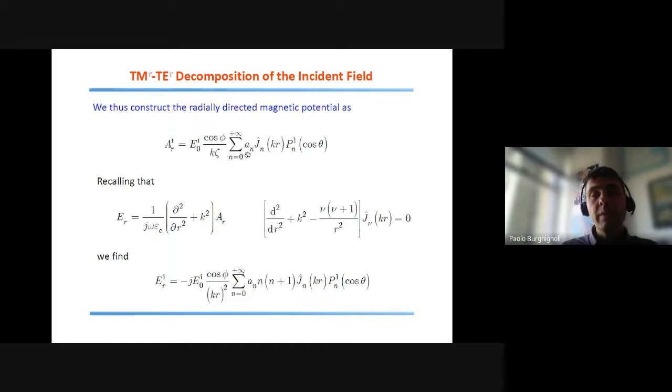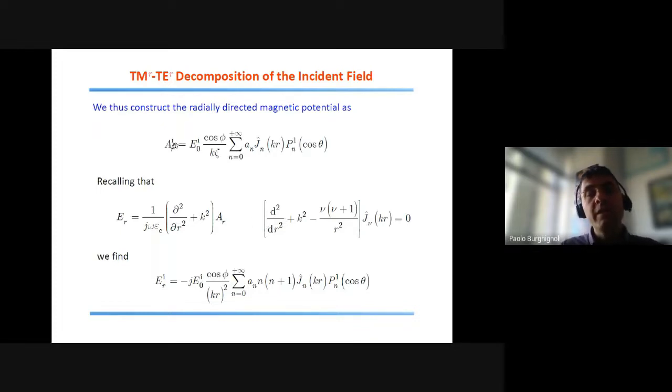In order to determine these unknown coefficients, a sub n, we may recall the link between the potentials and the fields. In particular, the radial electric field is given by this expression in terms of the radial vector magnetic potential, and by also taking into account that the spherical modified Bessel functions j hat satisfy this ordinary differential equation.